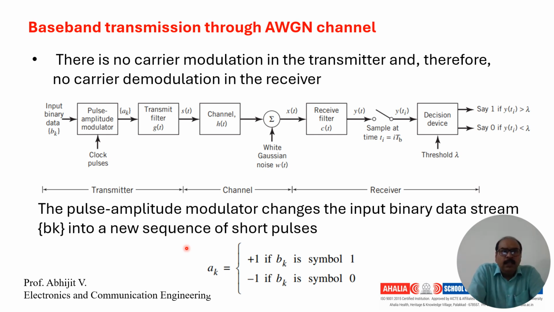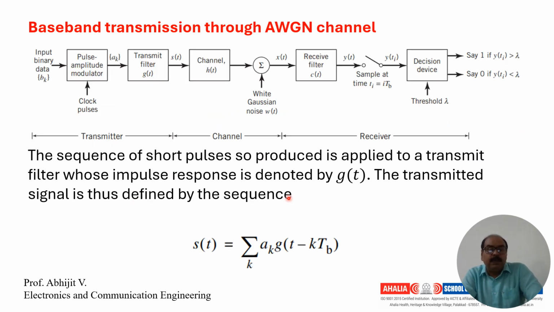Now, in the block diagram which you have drawn in the previous slide, you could have noticed that there is no carrier modulation in the transmitter, and so there is no demodulation process in the receiver. And for K values, the pulse amplitude modulator changes the input binary data stream into a sequence of short pulses. The sequence of short pulses produced is applied to the transmit filter with the transfer function G of t. The transmitted signal is now defined as S of t equals sigma k a_k G of t minus k T_b.